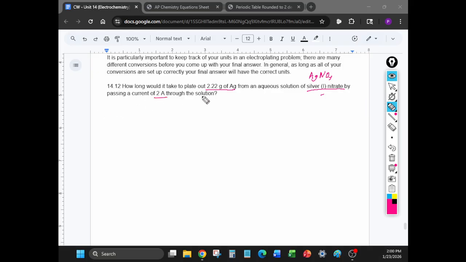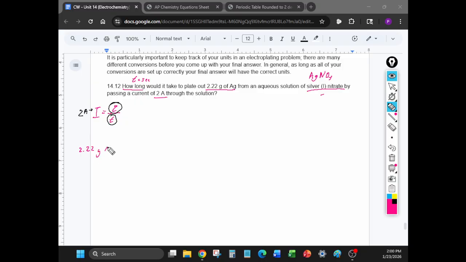The question is asking how long, and that means time, so we're looking for seconds. If we look at the equation sheet, we are looking for time, and we have amperes, 2 amperes for I. That means if we find Q, or coulombs, we can figure out this problem. So we're going to use the other values that we have to figure out coulombs. This problem is just the reverse of the previous one.